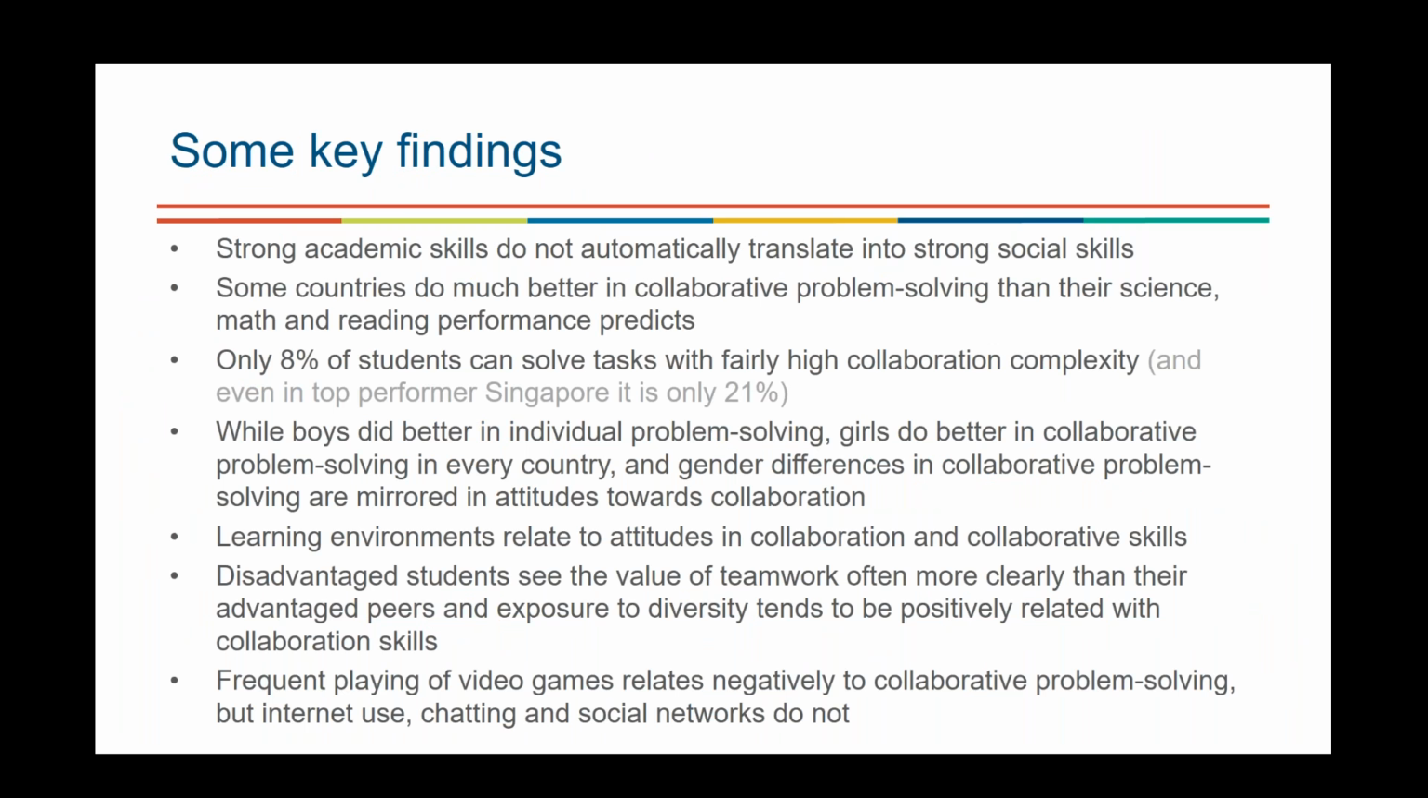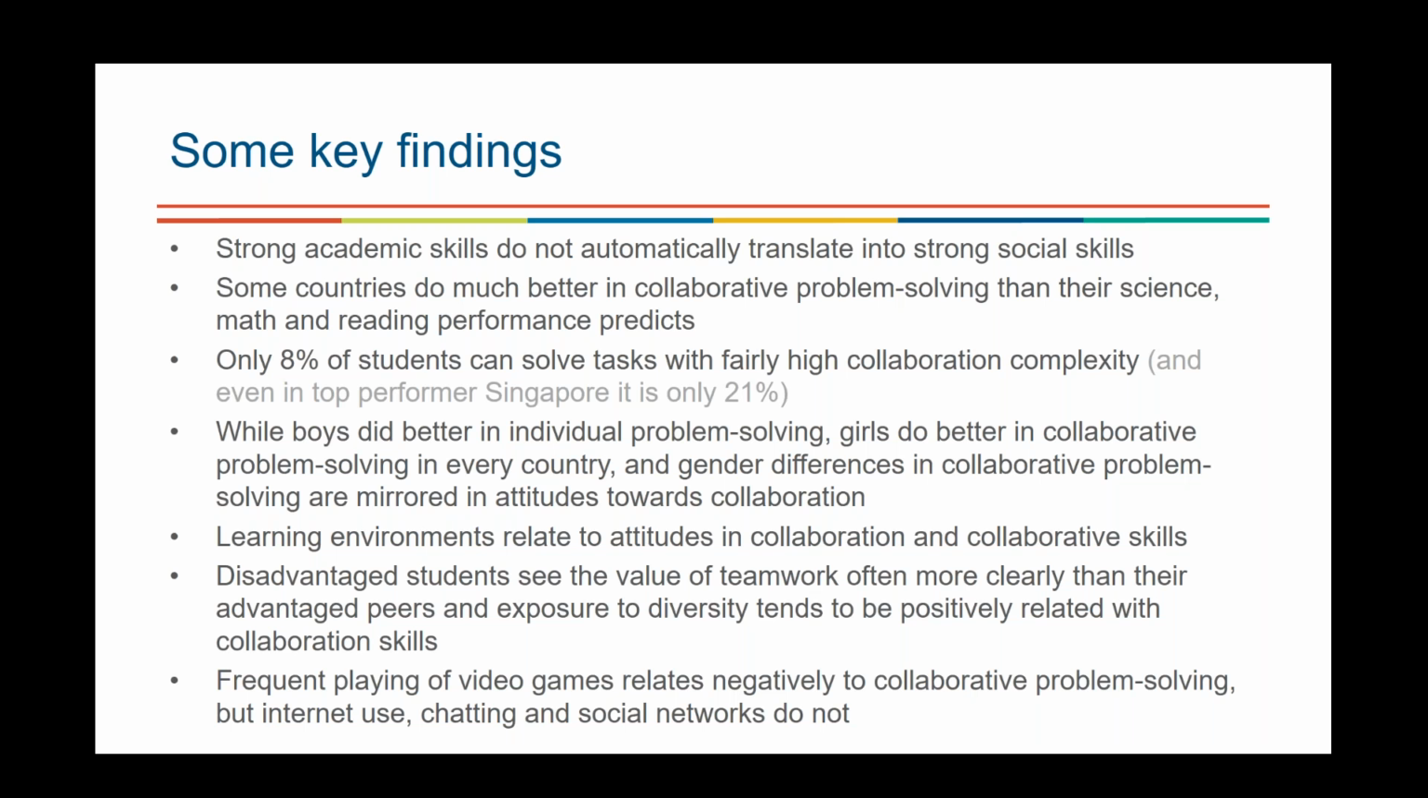So in summary, strong academic skills don't automatically translate into strong social skills, and vice versa. This requires a deliberate effort. We've also seen that some countries do so much better in collaborative problem solving than what you would predict from their science, mathematics, or reading performance, and some countries do worse.